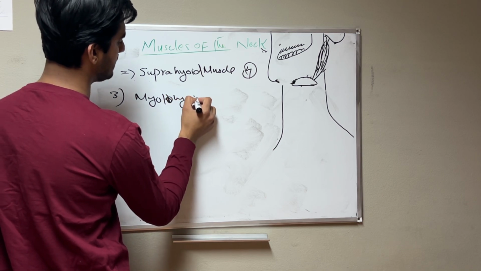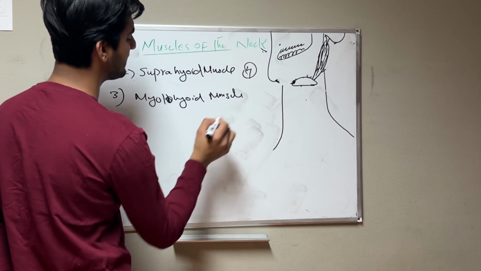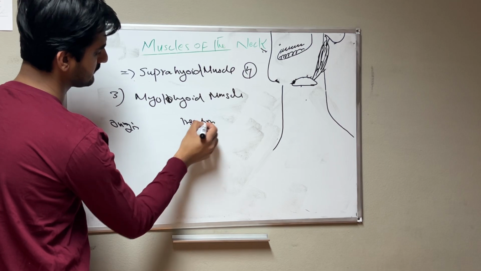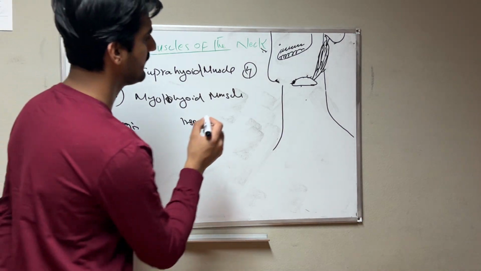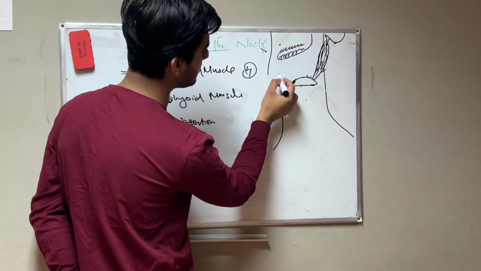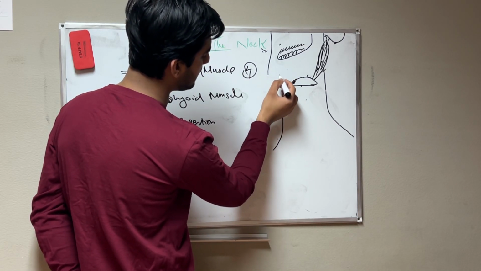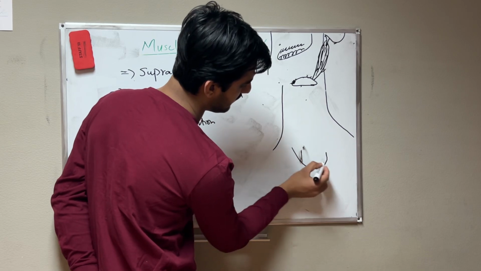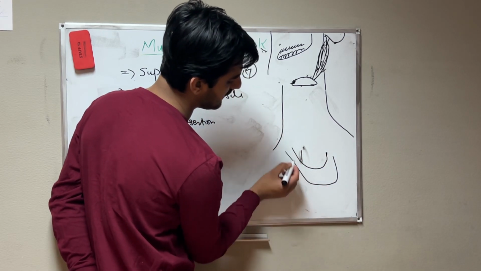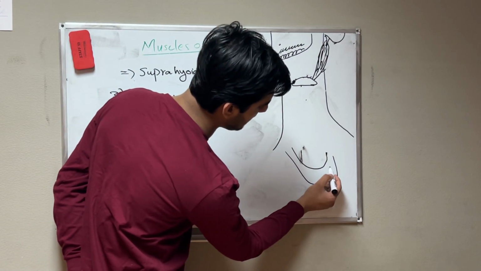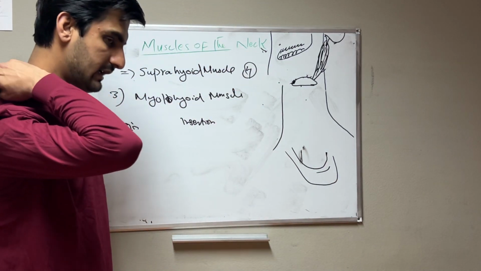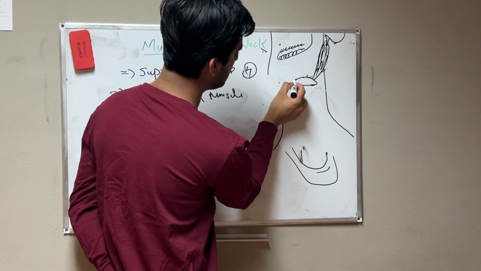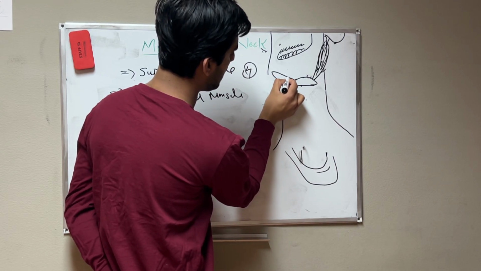Mylohyoid muscle. If you talk about the mylohyoid muscle, its origin and insertion: if you see from the internal surface, this is the internal view of the mandible bone. When we discuss the mandible bone, there we have the mylohyoid line. If you remember, from the internal view of the mandible bone body, here we attach with the hyoid bone and with the mylohyoid muscle.